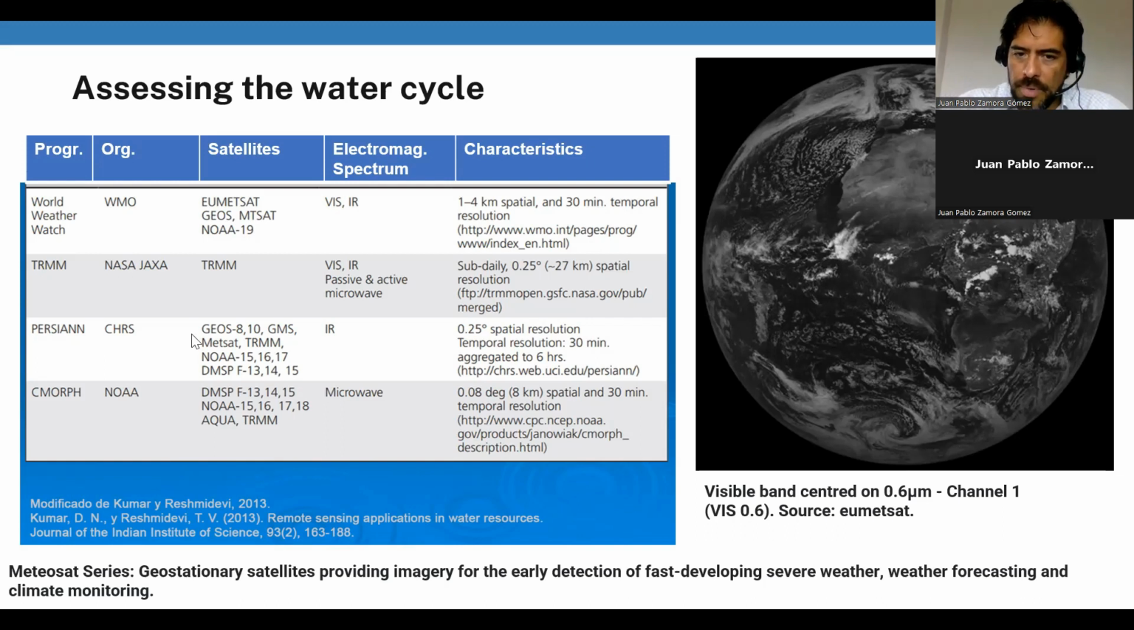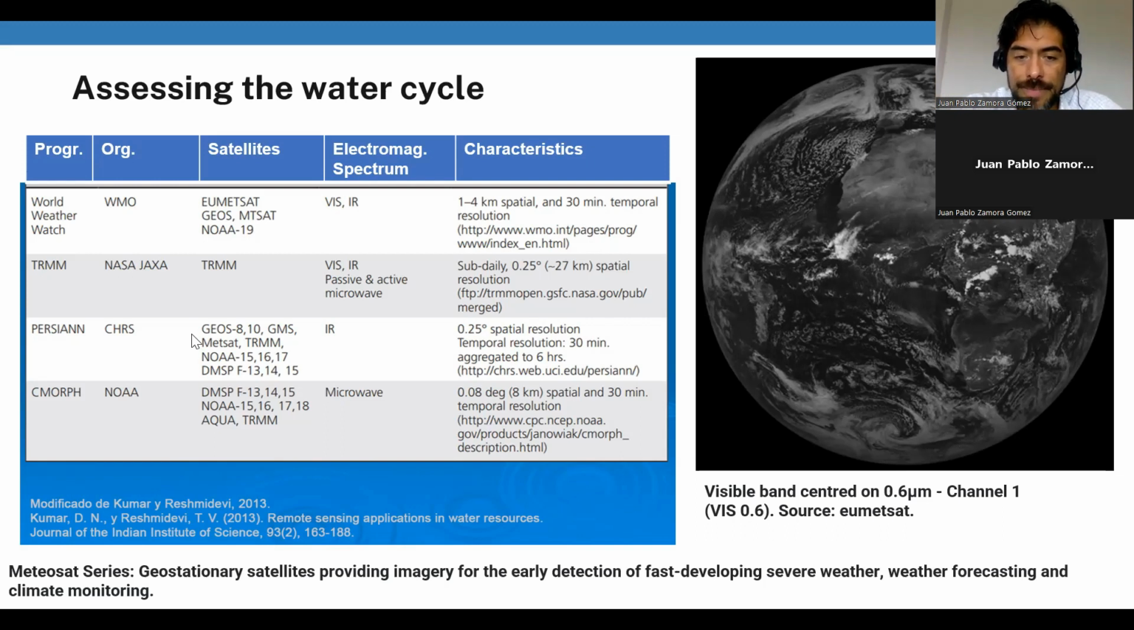For example, we can appreciate this image. This image is centered on 0.6 micrometers of the visible spectrum. This is a full disk image of Europe and Africa obtained with the Meteosat Second Generation constellation. This mission is used mainly for meteorological models and predictions. The European Organization for the Exploitation of Meteorological Satellites, EUMETSAT, currently operates the Meteosat Second Generation constellation, formed by Meteosat 9, 10, and 11 in geostationary orbit over Europe, Africa, and the Indian Ocean.